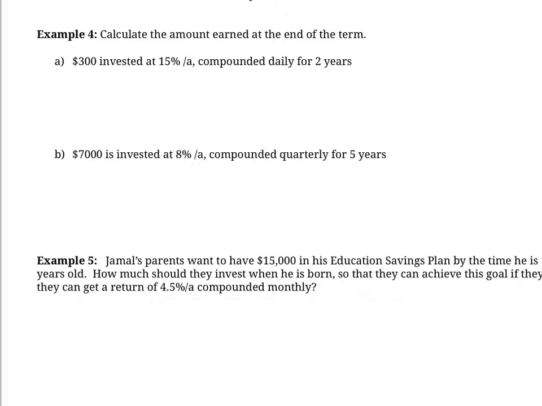So in example 4, we're just going to do some quick, simple calculations. It says calculate the amount earned at the end of the term. So that means we're looking for our A value. $300 is invested, so that's going to be our P value.